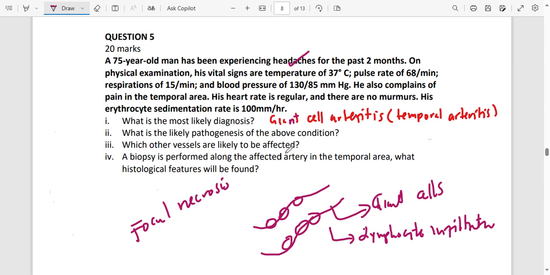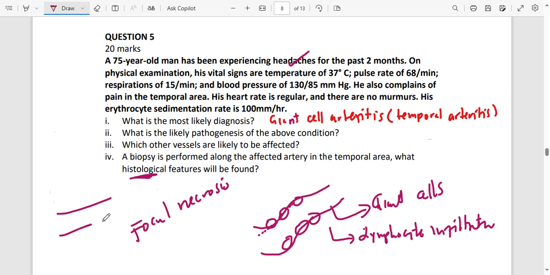So with a biopsy again, specifically here we're looking at histological features, but if it was gross, you would also see the narrowing of the arterial lumen. Besides that, there is also going to be fragmentation. When you look at the histological biopsy, there's going to be fragmentation of the internal elastic lamina.